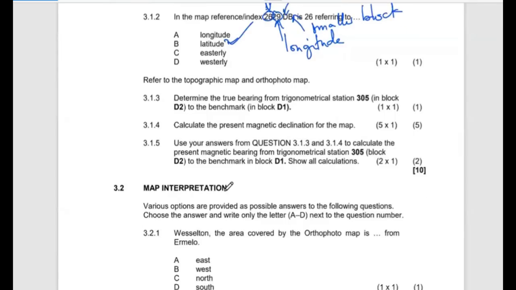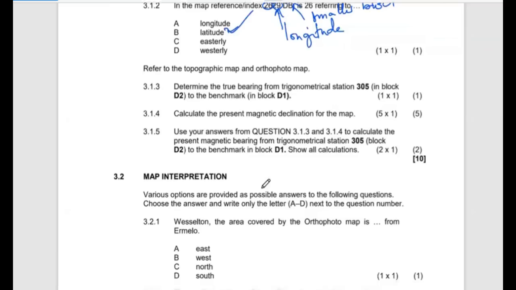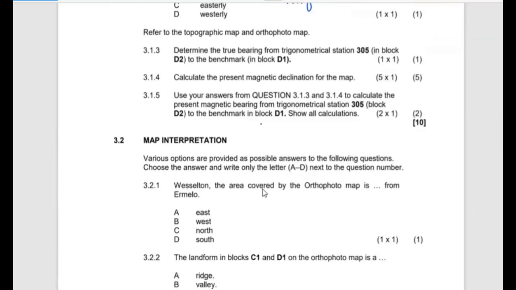Then use your answers in 313, 314 to calculate the present magnetic bearing from the trig station to that one. Then that one is now clear because already you have the map and the calculations. What you just have to do here is you take your true bearing, then you add your present declination. So your true bearing, you have calculated it, I said, maybe around 244. Then you add your present declination. You get your final answer there. That is how you calculate.